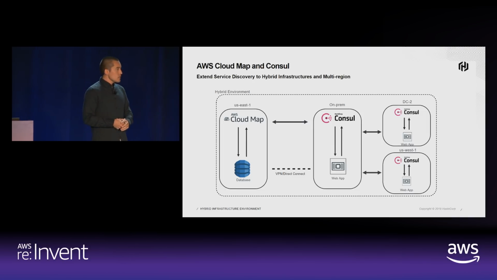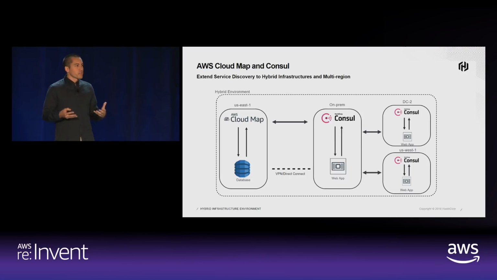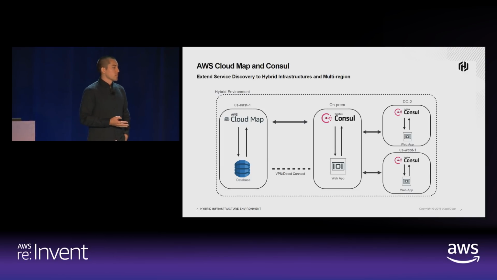So in this diagram here, we have AWS US East 1 with Cloud Map, and we're using Cloud Map there. But we also have an on-prem infrastructure that, of course, doesn't have Cloud Map, and so we've deployed Consul. We also have other data centers. We've marked another on-prem data center 2, and then another AWS region that's running Consul in US West 1. And Consul is multi-region, multi-data center supported out of the box for over 5 years now. And so this is a really common deployment pattern that we see. And our integration with Cloud Map makes this all super automatic and seamless.